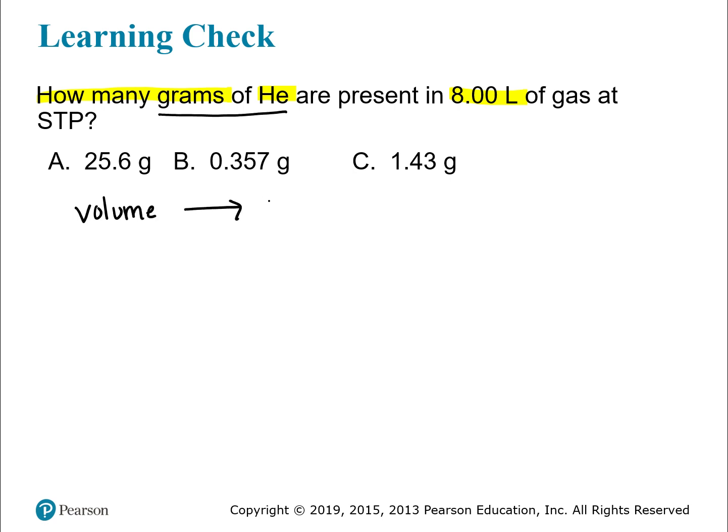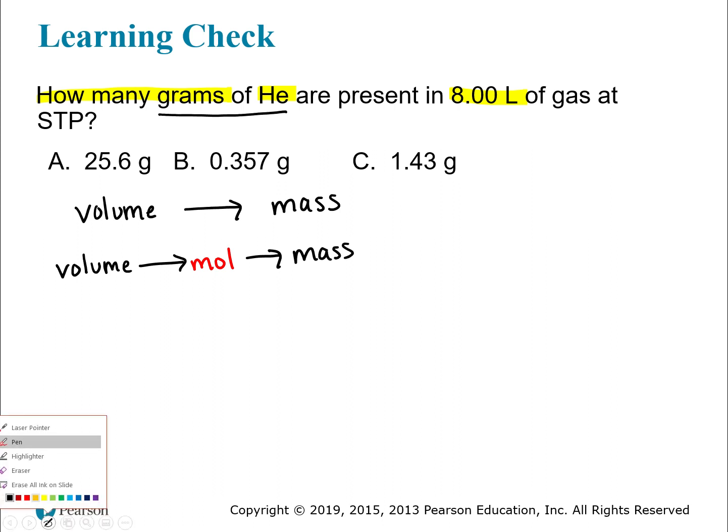And we need to get to grams, which is a mass. Can't just jump straight there. But what we can do is go from volume to the number of moles, and then from moles to mass. To do this, volume to moles for a gas, only a gas, at STP, we use the molar volume.